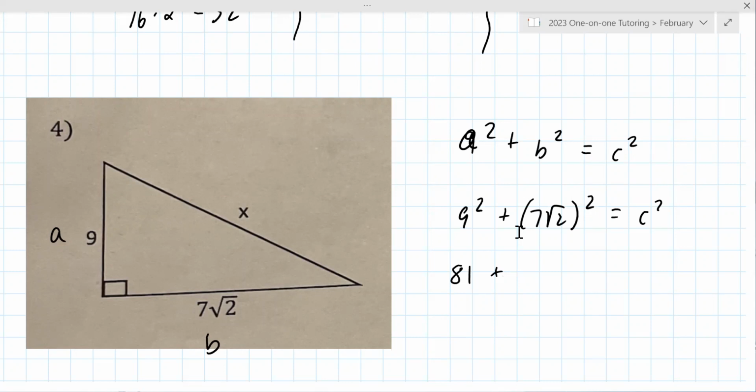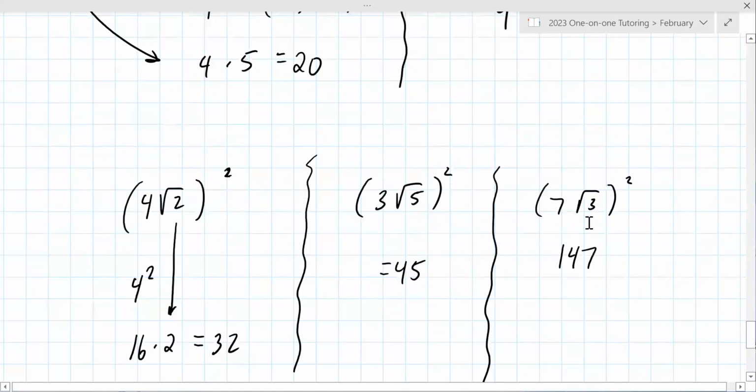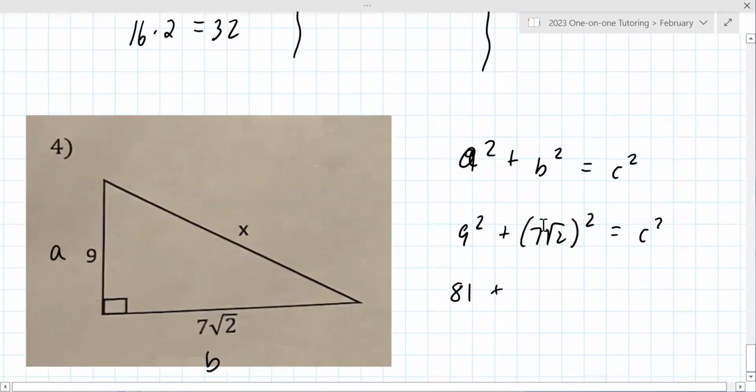Can you help me out? Well, let's go back and look at the ones that you already did. How did you get 7 square root of 3 to become 147? Well, I square the 7, then bring the number down, and then multiply by it. Okay, so you're going to do the same thing here. You're going to square the 7, bring the number down, and multiply by it. 98, good.